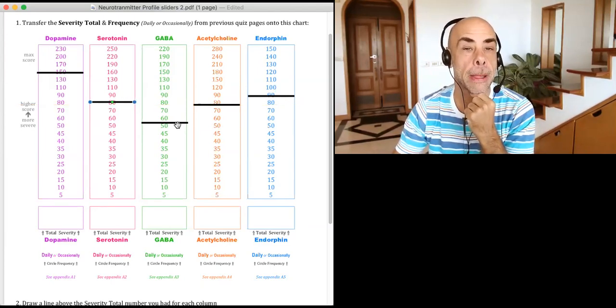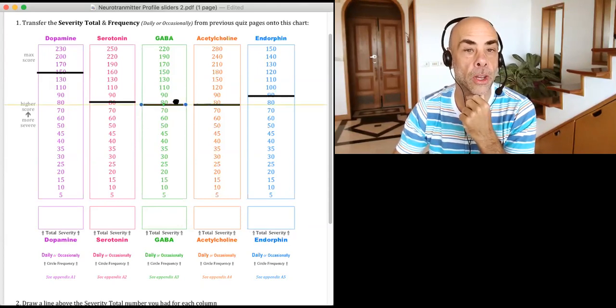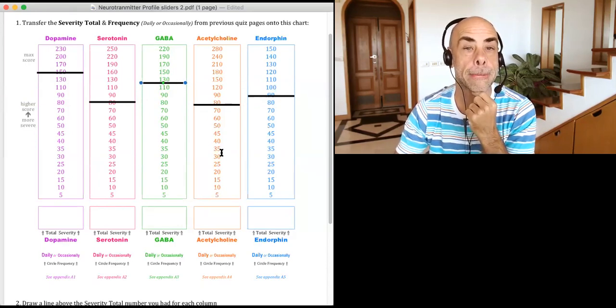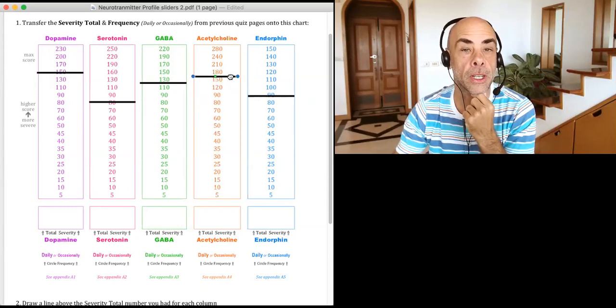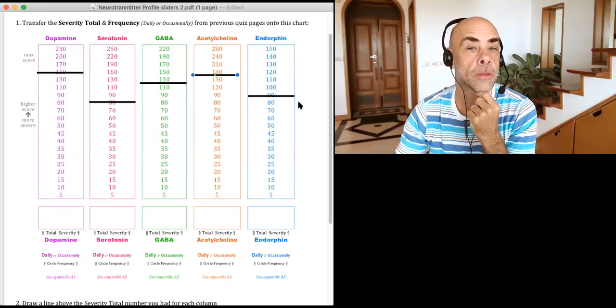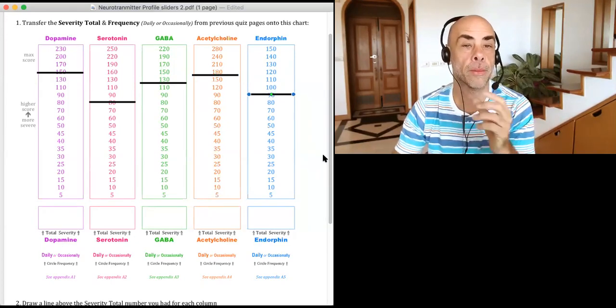And GABA? 12 of 22. 12, so that's 120. And acetylcholine? 17 of 28. So it's 170. That's around there. And endorphin? 9 of 15. So about 90. Okay, cool.